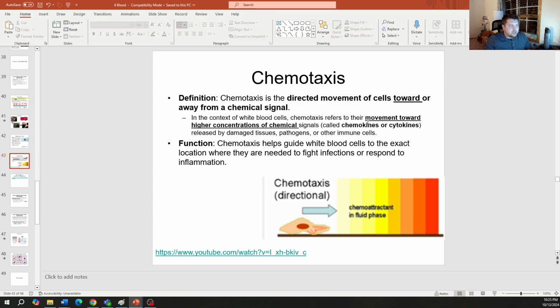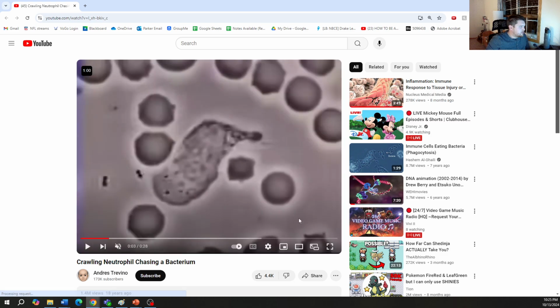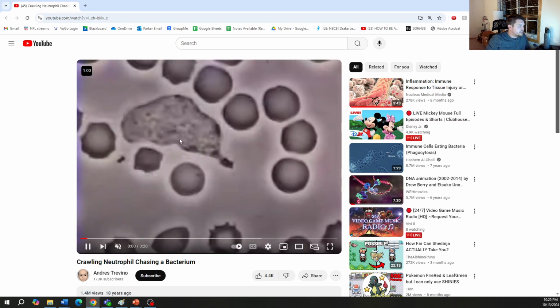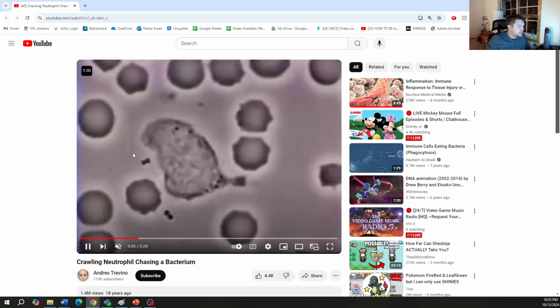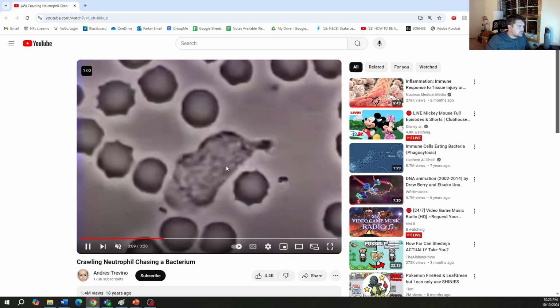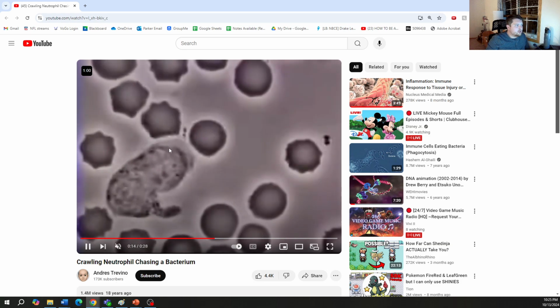I mean, this can also be not just chemokines or cytokines, but other non-body cells, like bacteria, can also give off certain signals that then cause chemotaxis. So this is an example. This is a neutrophil actually chasing a bacteria because the bacteria is giving off a different chemical signal, and the neutrophil picks up on that, and this is chemotaxis, the movement of these white blood cells through the tissues following these chemical signals.